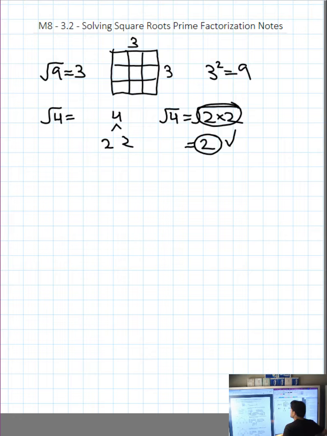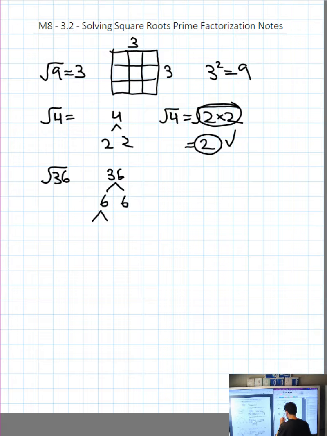Keep in mind, we could have just thought, what are two identical numbers that multiply together to get the number underneath the square root? And 2 times 2 is 4, so we know the answer is 2 for all sorts of reasons. Let's take a look at another example. Square root 36. So I'm going to take 36 and do prime factorization. Now, the order doesn't matter. You could do 12 times 3 or 9 times 4 or 18 times 2. Let's do 6 times 6.